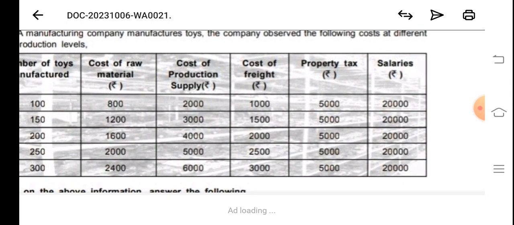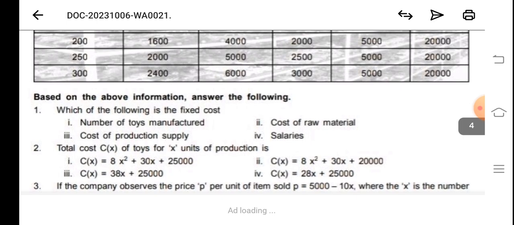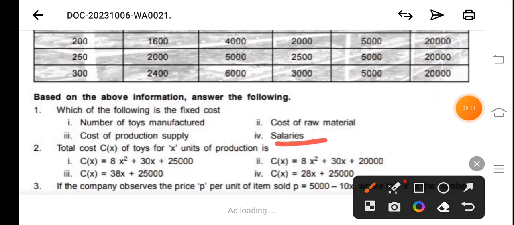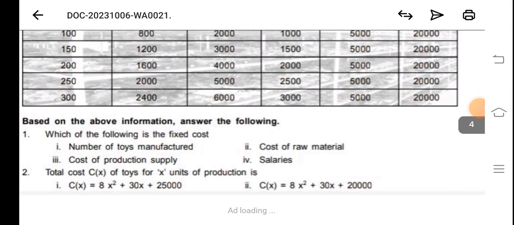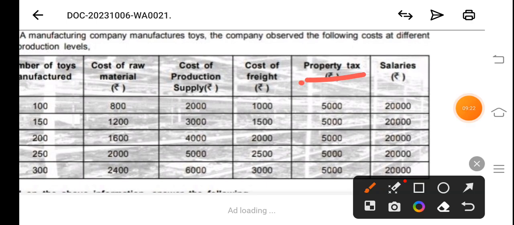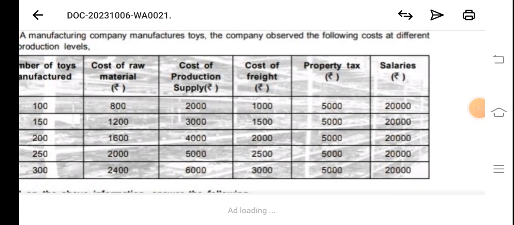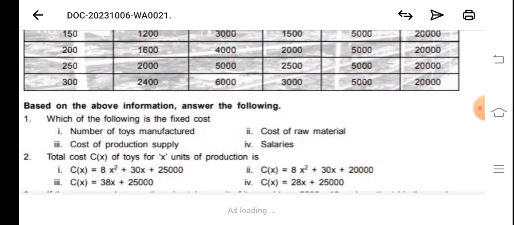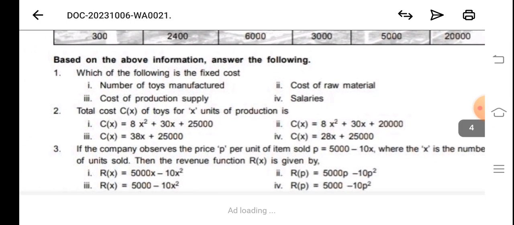Salaries 20,000, it's fixed. So which is your fixed cost now? That is salaries. Since the option salaries is there, normally in the exam they ask the same question without options. Property tax is also a fixed cost for you. Salary is also a fixed cost for you. So you should understand both. Since they have given only salaries as an option, we are keeping it as salaries.